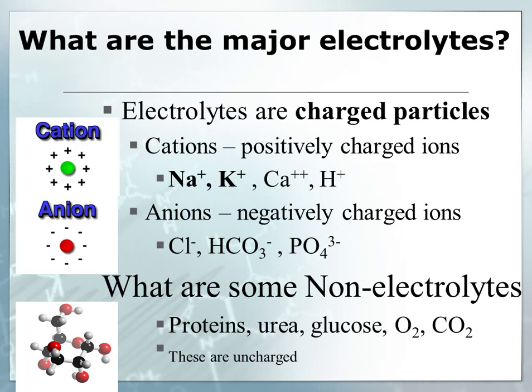Okay, and I had this on the first slide, but you want to remember the major electrolytes. Things like sodium, potassium. Hydrogen is one that wasn't on the first slide, but what does hydrogen ion represent? Every time you see this, you should think acid, right? And I always put Ca++, it's 2+, like it hurts when they say it. So sodium, potassium, calcium, hydrogen, all of these are called cations.